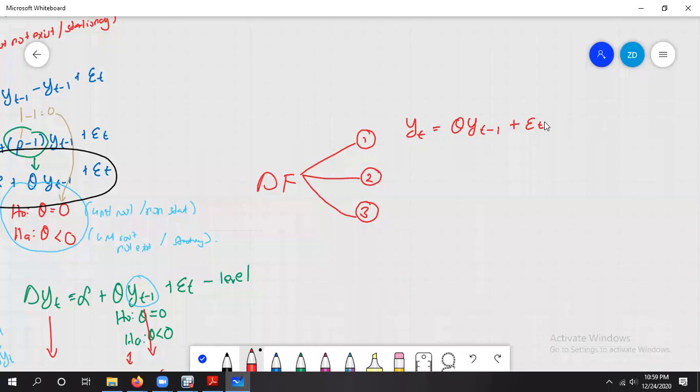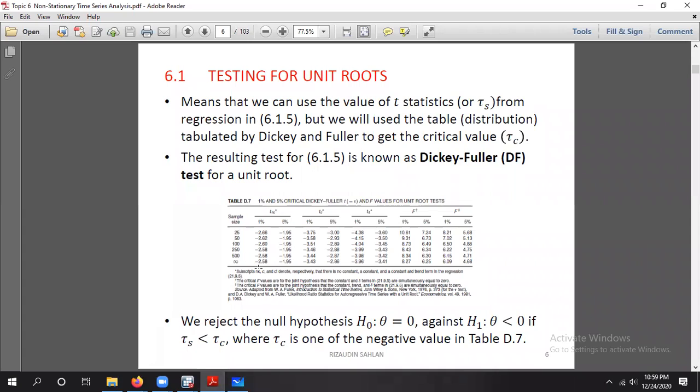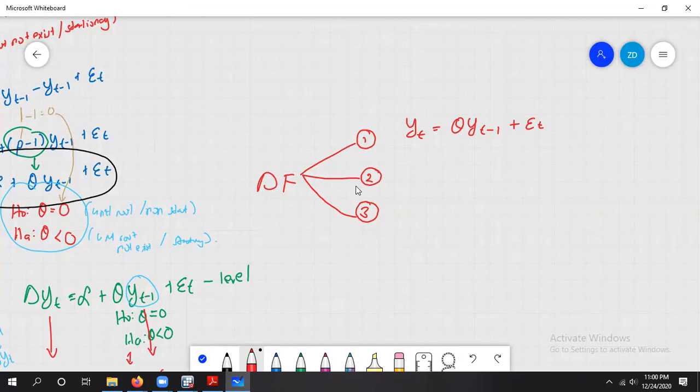This is the type of the Dickey-Fuller without intercept. If we perform the Dickey-Fuller without intercept, you need to pick up the critical value from this row, from this column. For the Dickey-Fuller test with intercept, our model becomes something like this: the intercept plus theta yt minus 1 plus the error term.